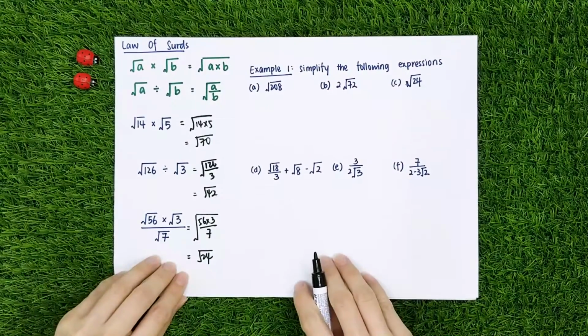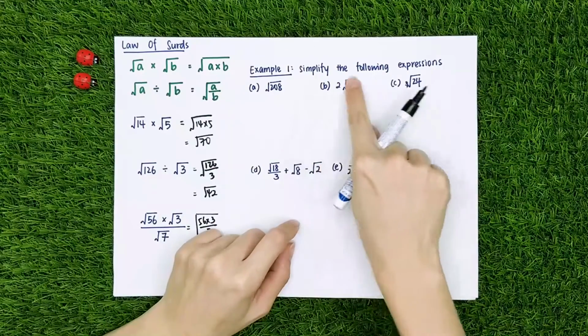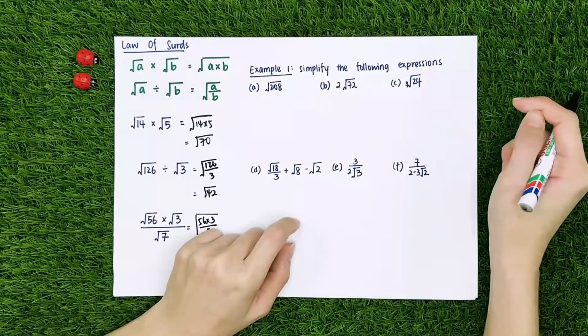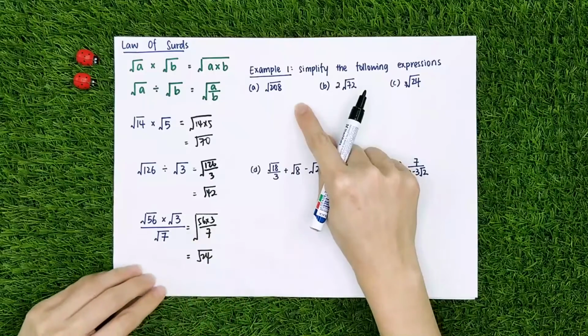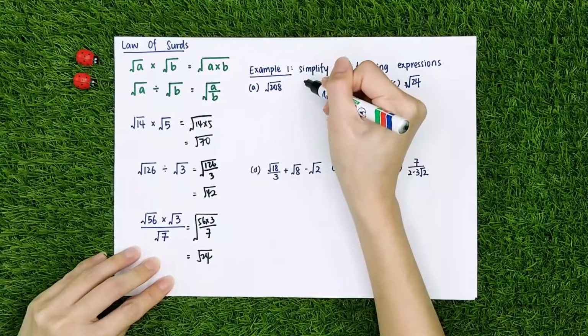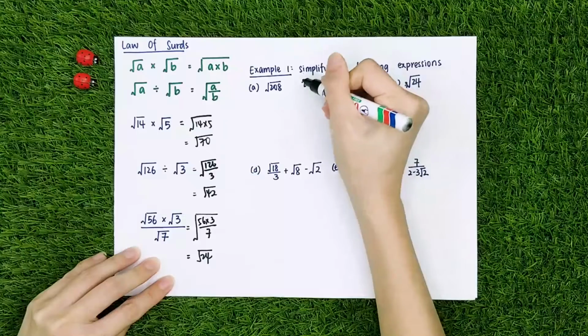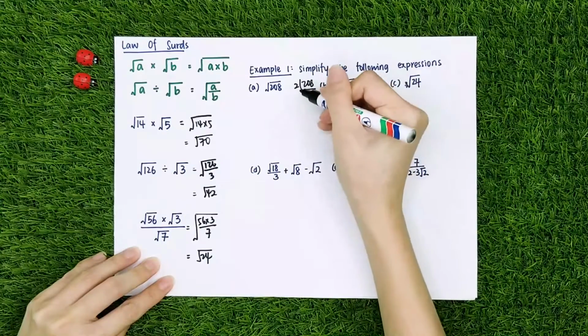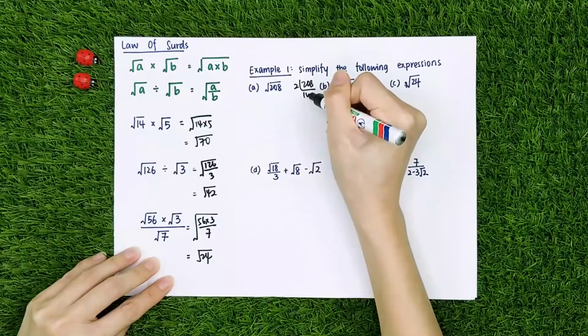Let's go to the example 1. Simplify the following expression. Part A, surd 208. I will start with dividing 208 by 2. Then I will get 104.